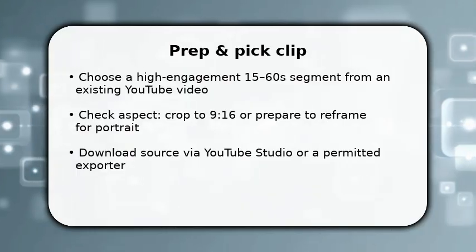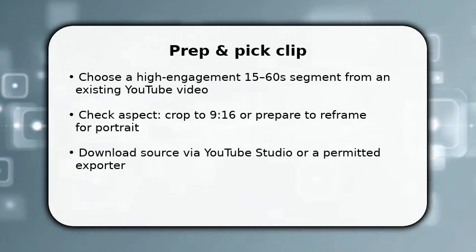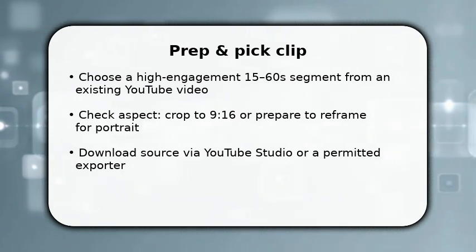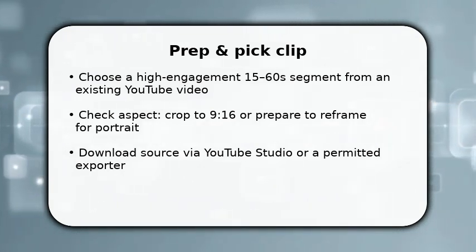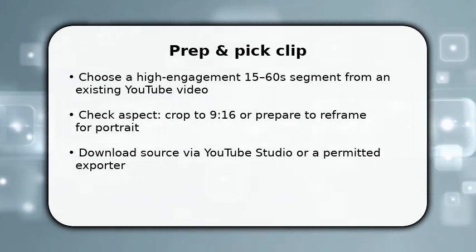You start by choosing the exact moment that hooks viewers in the first 3 seconds. Pick a 15-60-second segment with clear audio and visual focus. Once you have the timestamp, export or download a high-quality source from YouTube Studio to avoid recompression artifacts.